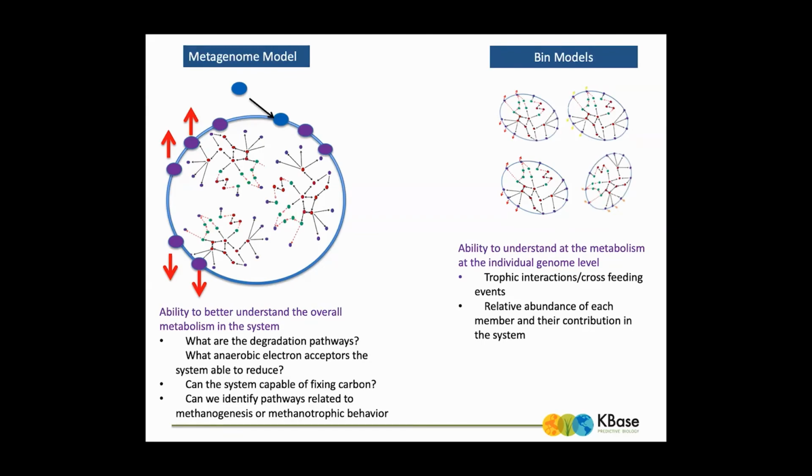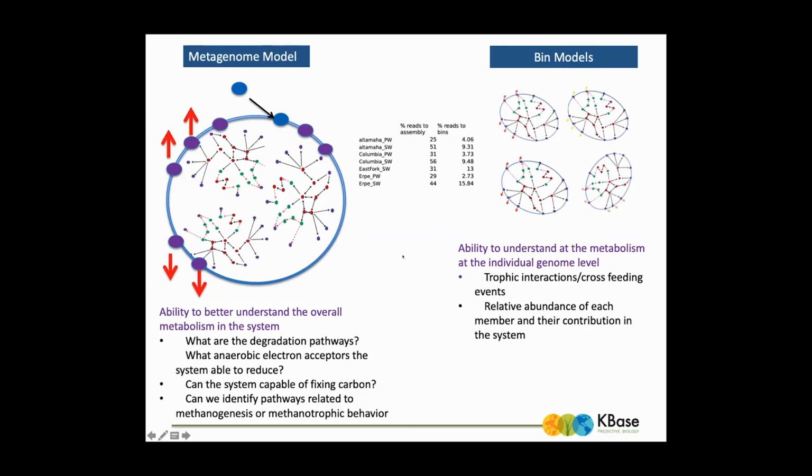When you go to individual bin models, these are like isolate organism, genome-scale models. Once we have these bins, we can address questions like: what are the trophic interactions, what are the cross-feeding events? In a typical system, one organism could fix carbon dioxide and excrete acetate, and another organism can use acetate as the carbon source. We can see these relationships when we model these individual bin organisms, along with the relative abundance of each member and their contribution in the system. All of that can be factored in using the bin models.